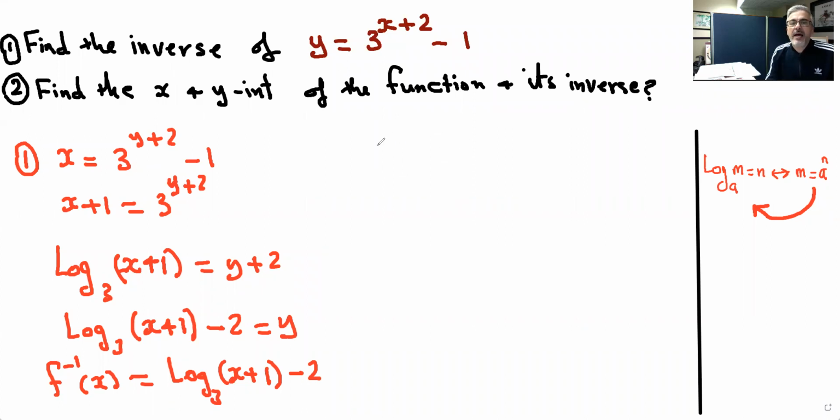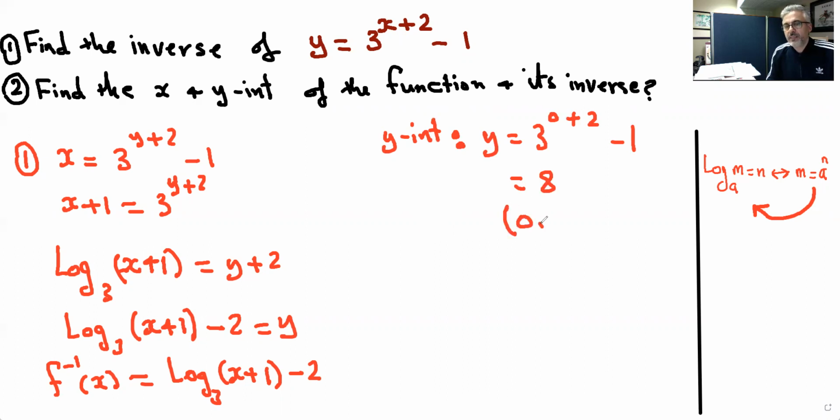So to find the y-intercept, always when we're finding the y-intercept, we just equate x to 0 or make x 0. So we have y equals 3 to the power of 0 plus 2 minus 1, which gives me 3 squared is 9 minus 1 is 8. So that's my y-intercept. And so if you want to put it as a coordinate, it'll be 0 and 8.